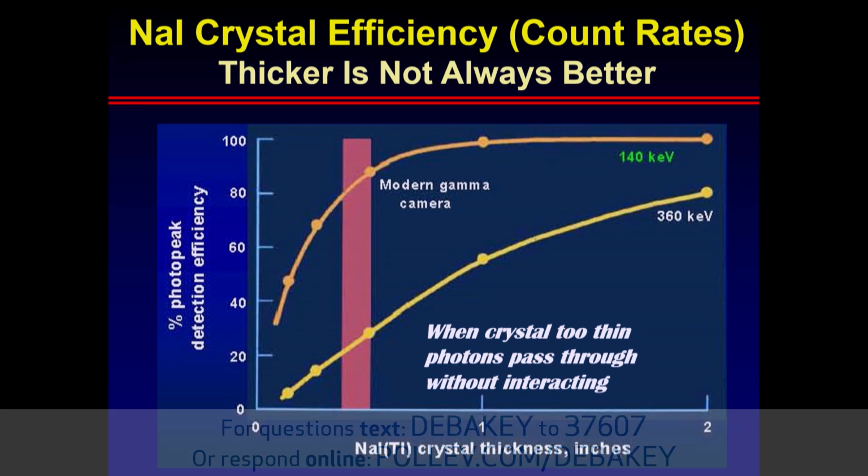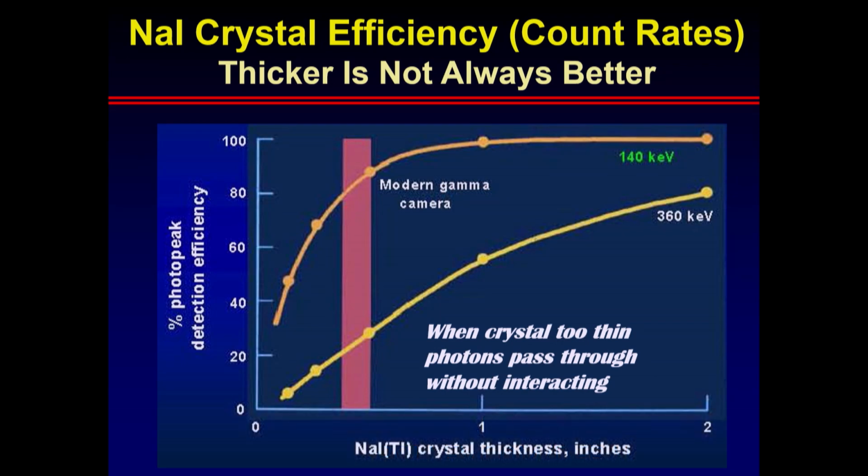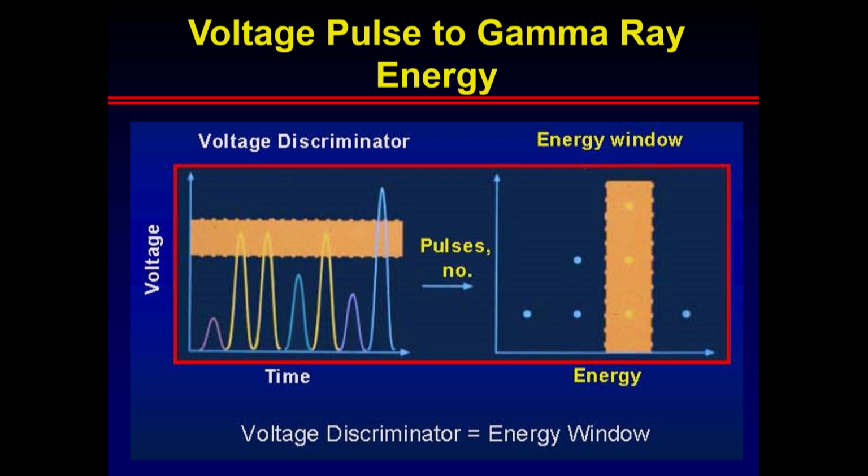The other thing is crystal thickness. Obviously the thicker the crystal, the more photons you're going to accept. The thinner the crystal, the more photons are going to go through the crystal. So you have to have a happy medium between thick and thin. It also depends on the type of radiotracer you're using. If you have a high energy radiotracer, you either have to use a different material or a thicker crystal, as compared to a lower energy radiotracer. So this is our voltage discriminator, and basically you can look at this.